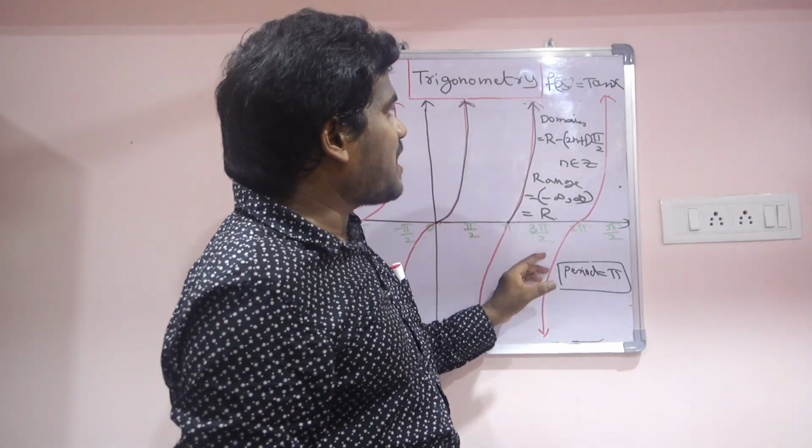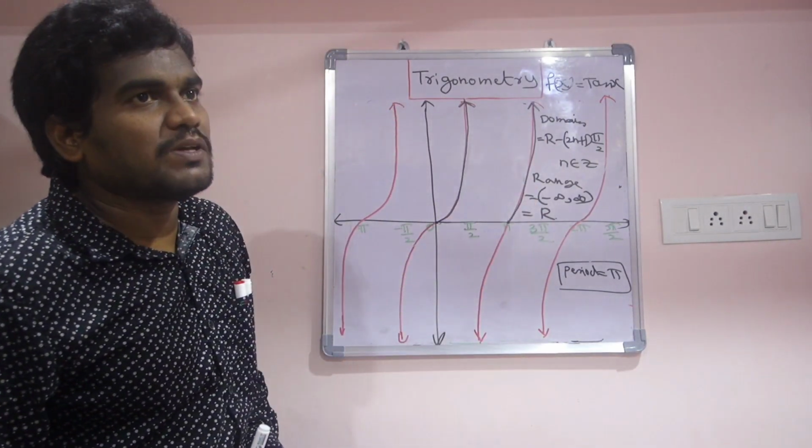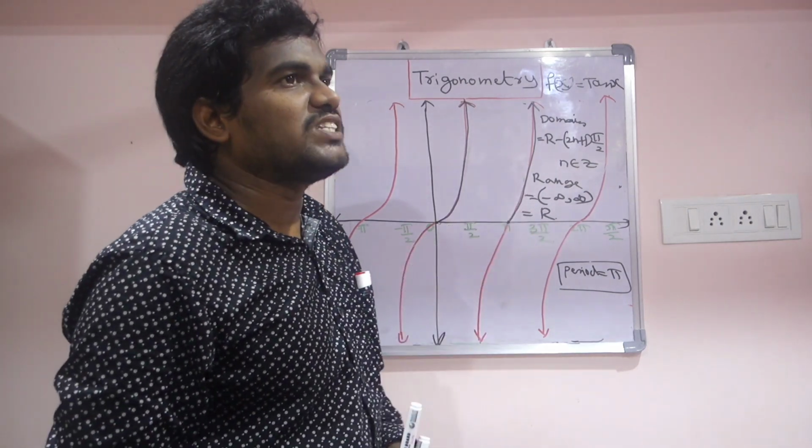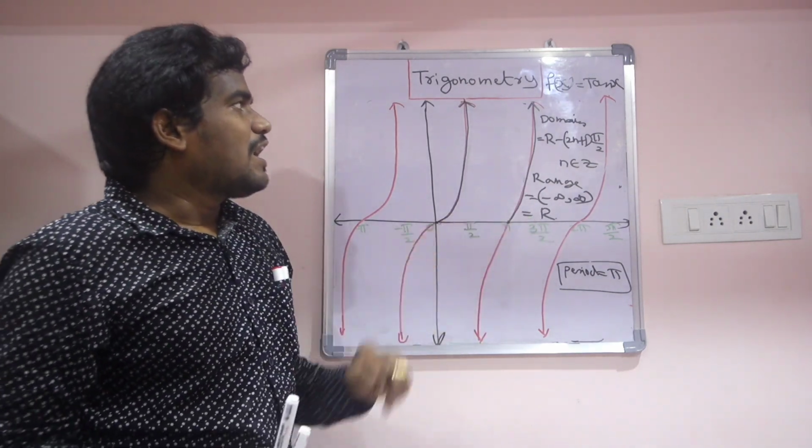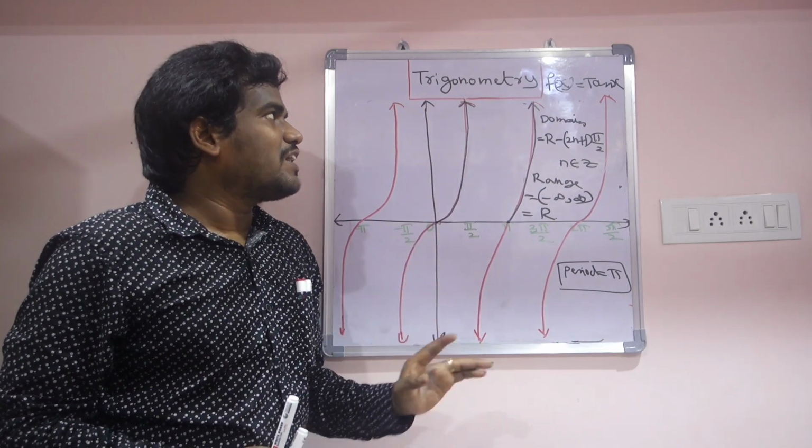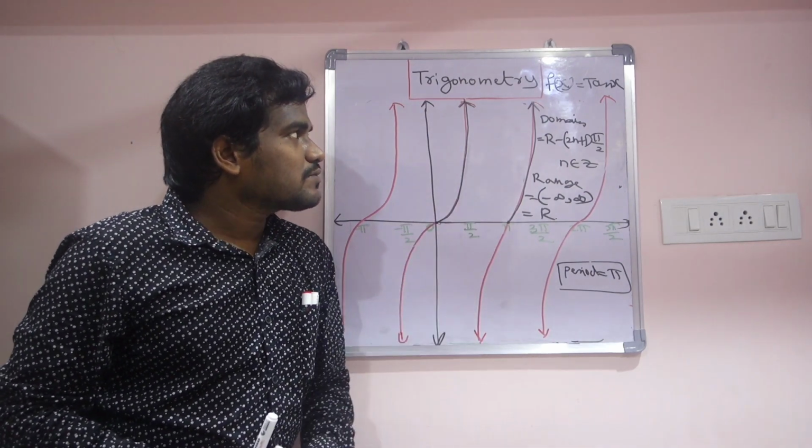So the period is pi, the domain is R minus (2n plus 1) into pi by 2, and the range is minus infinity to plus infinity, also called R. Okay. Next we will go for cot x.